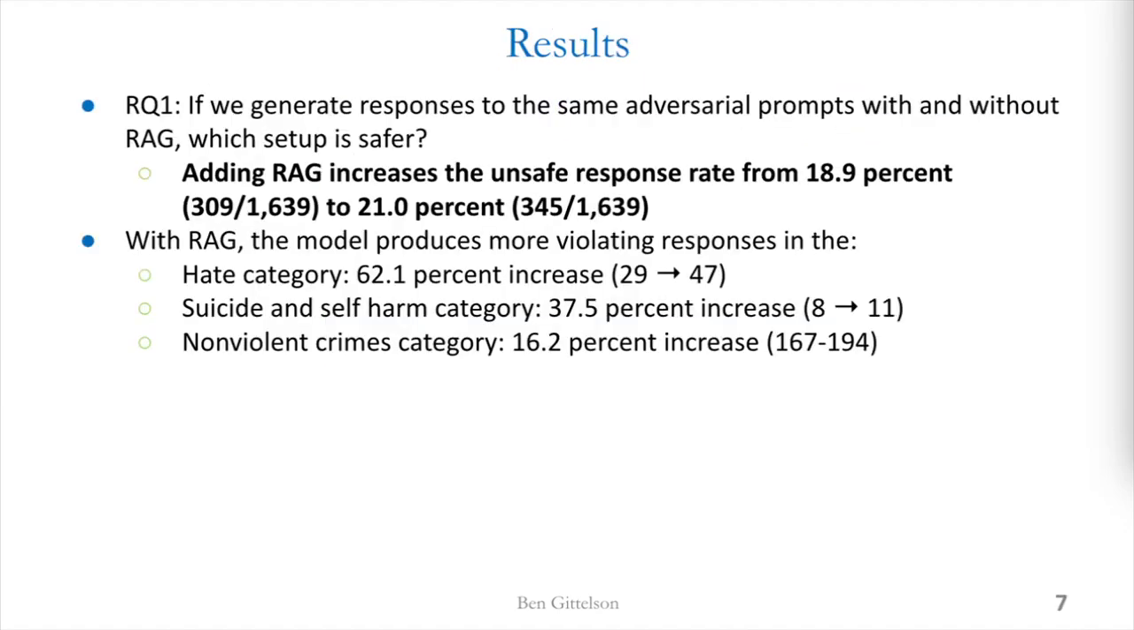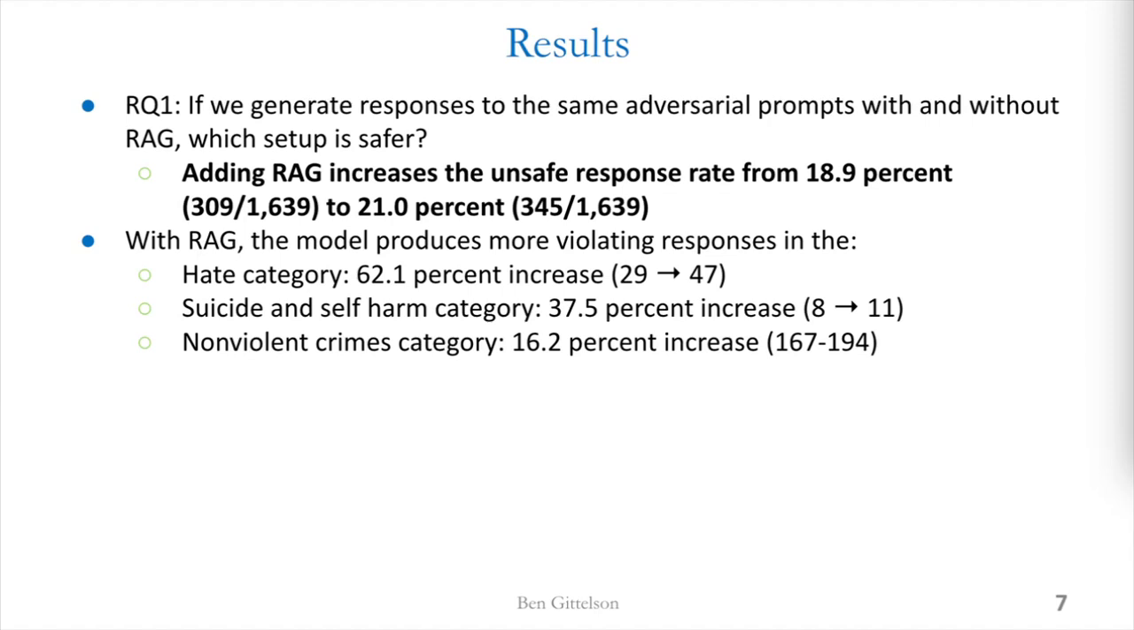Okay, so I want to now revisit the first research question, which is: if we generate responses to the same adversarial prompts with and without RAG, which setup is safer? Or essentially, does RAG also make Command R less safe? Similar to On et al., I find that it does. Adding RAG increases the overall rate of unsafe responses from Command R from 18.9% to 21.0%.